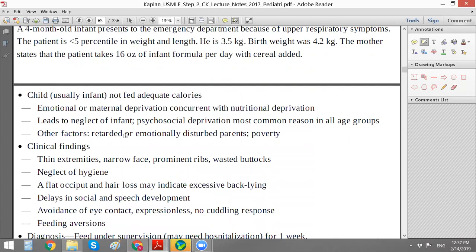Okay. Retarded or emotionally disturbed parents and poverty. Then thin extremities, narrow face, prominent ribs, wasted buttocks, neglect of hygiene. Flat occiput and hair loss may indicate excessive lying in bed. Okay, excellent. So the previous one also was neglected. Delays in social and speech development. Avoidance of eye contact. Expressionless, no cuddling response. Feeding aversions.